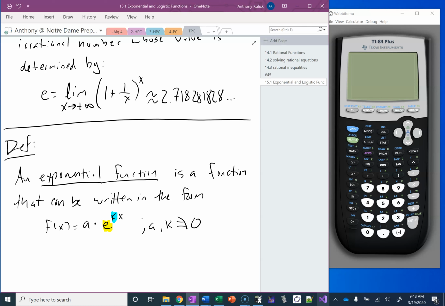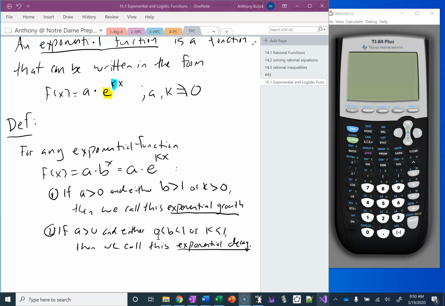So what we're going to do now is classify exponential functions into two classes. Those two classes are exponential growth and exponential decay. So for any exponential function in the form f of x equals a times b to the x, or the equivalent form a times e to the kx.